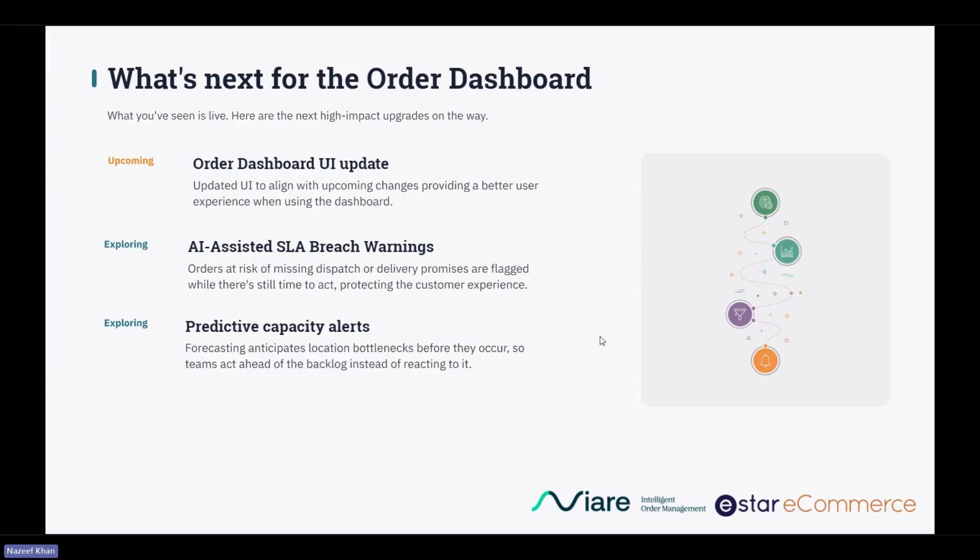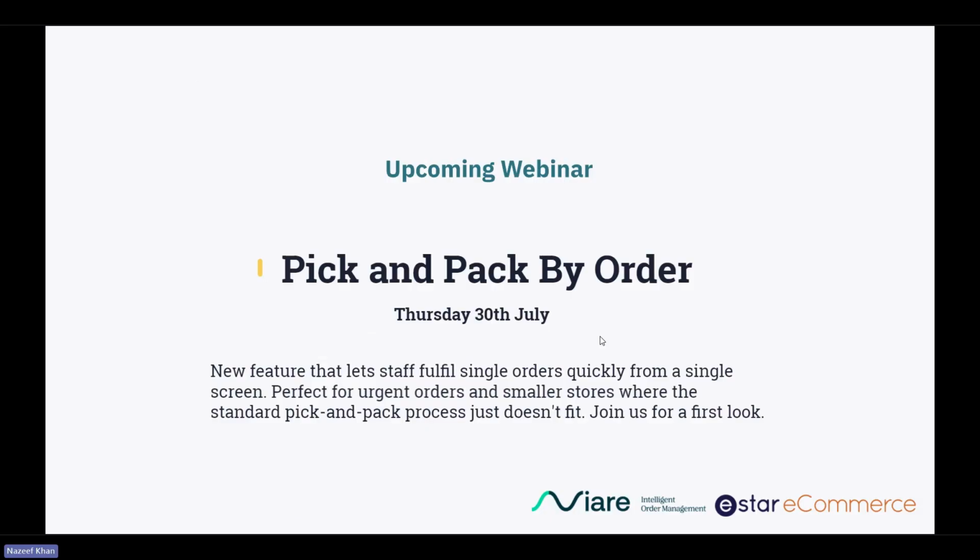Before I move into questions, I'd like to alert you guys to what's next. The next webinar will be on pick and pack by order. This is the new feature that lets staff fulfill single orders quickly from a single screen. So it's perfect for those urgent orders and for smaller stores where the standard pick and pack process just doesn't fit. So join us on the 30th of July to get a first look at that, and see how it works and how we came to that solution and what problems we were trying to resolve. Really exciting. Can't wait to show you guys that one because that's been in the works for quite some time.